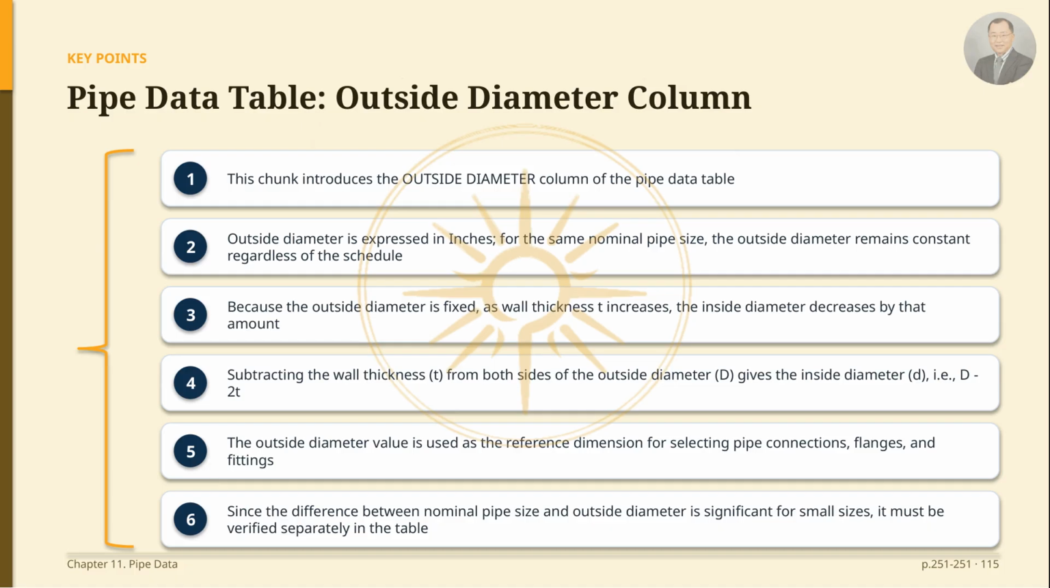This outside diameter value is used as the reference dimension when connecting pipes or selecting flanges and fittings. I emphasize that you must check the outside diameter value separately in the table, especially for smaller sizes, because there is a significant difference between the nominal pipe size and the actual outside diameter.